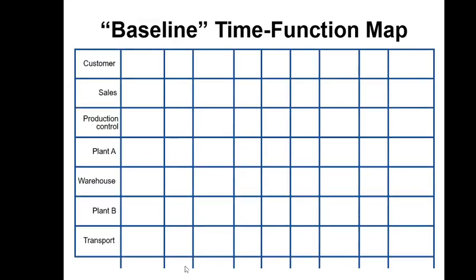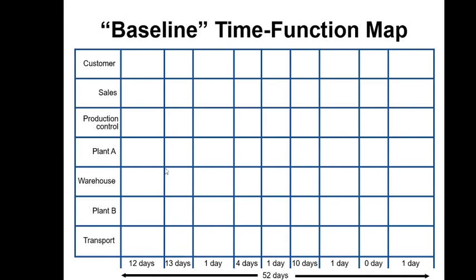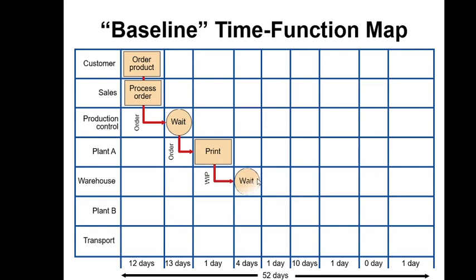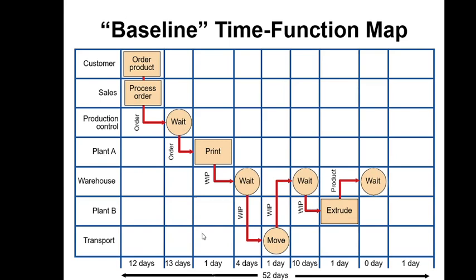Let's see the figure here. You will see now, it's the same. You have all the steps and activities, but in addition to that you have what we call the time frame for each activity. Let's say order product, process order, you need 12 days, you need here 13 days for this activity, you need to wait, print 1 day, and so on. So it's the same as the flow chart, but with the time frame added to the x-axis, as we can see here.